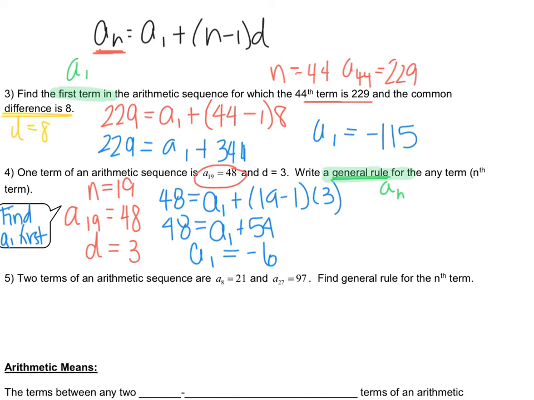Remember that the general rule will have a sub n and n in the answer. I'll say that again. If you're asked to write a general rule, a sub n and the letter n will be in your answer. So a sub n equals a1 plus n minus 1 times d.